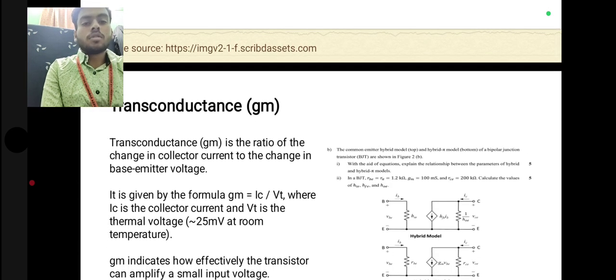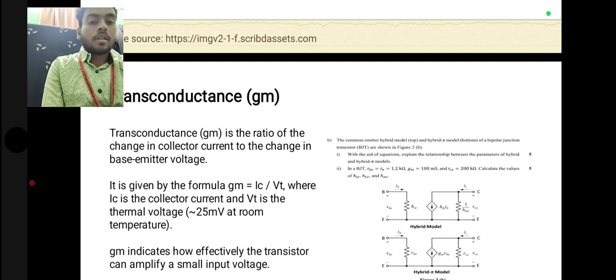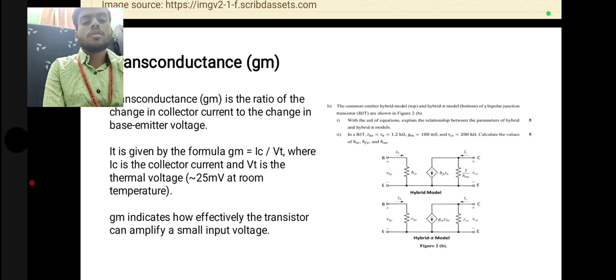So let us talk about the transconductance gm. Transconductance gm is the ratio of the change in collector current, IC, to the change in base emitter voltage, where IC is the collector current and VT is the thermal voltage. We know that the thermal voltage is equal to 25 millivolts at room temperature. gm indicates how effectively the transistor can amplify a small input voltage. The input is a small voltage, and the transconductance gm determines how effectively it can amplify the signal.